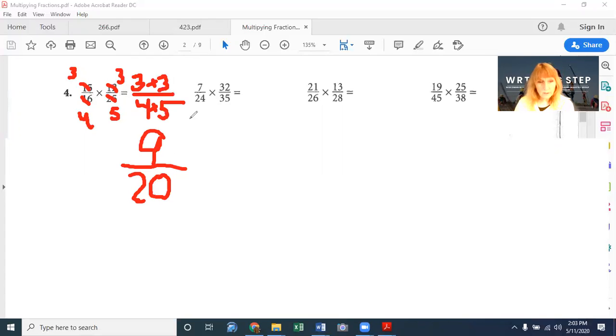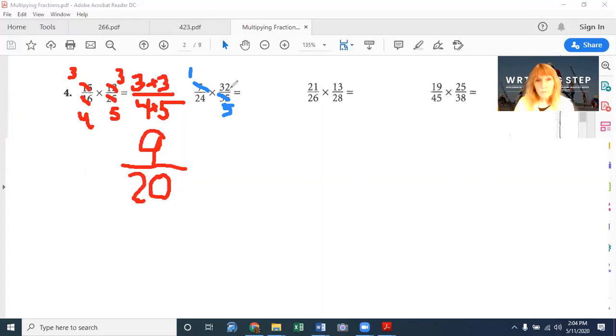So let's look at the next one, 7/24 times 32/35ths. So I know that 7 will go into 35 how many times? 5 times, right? I'm going to actually change colors here. So 5 times 7 is 35. So 35 divided by 7 is 5. And 7 divided by itself is 1.